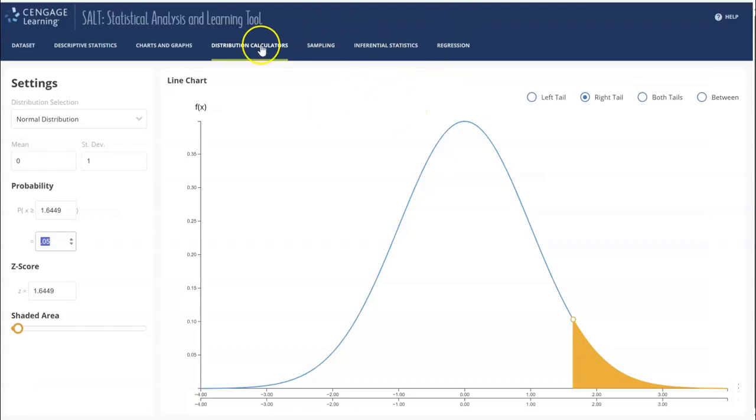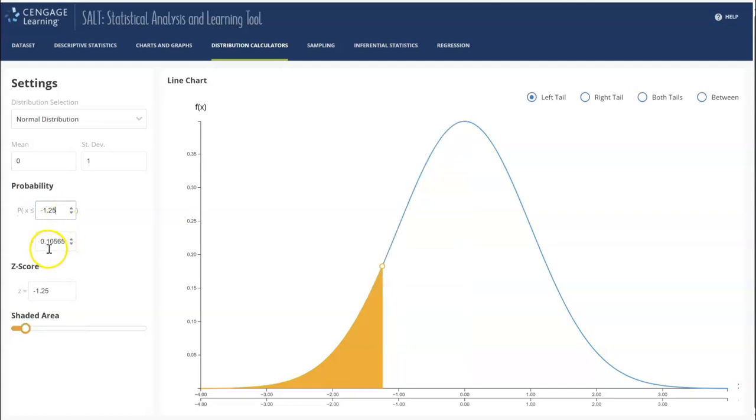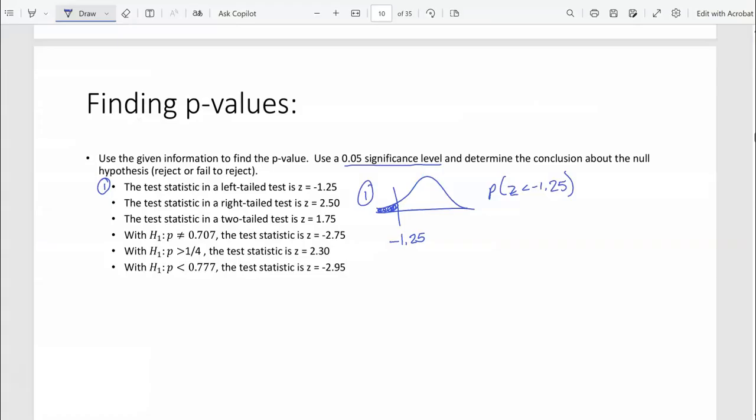So I'm going to solve. Probability that we are less than negative 1.25. My probability is 0.1056. Sorry, 0.1057. So I know that this area here is 0.1057. That's my p-value. Notice that p is bigger than alpha. If p is bigger than alpha, then we are going to fail to reject.